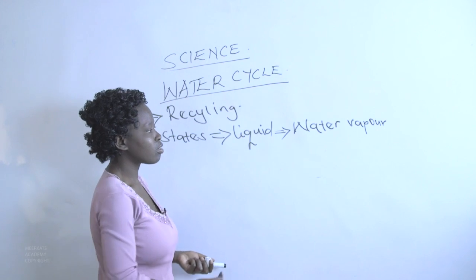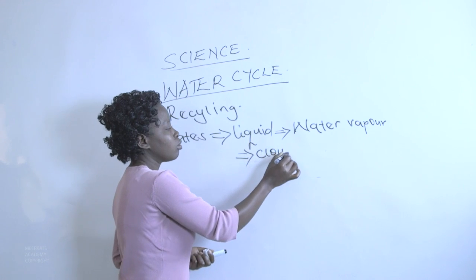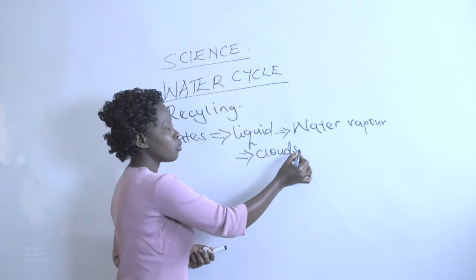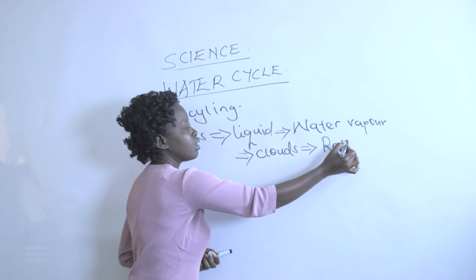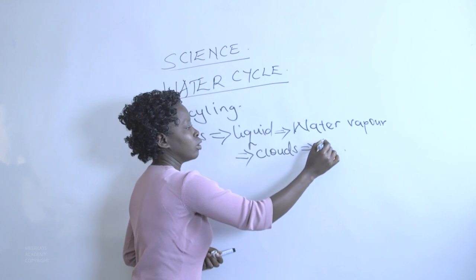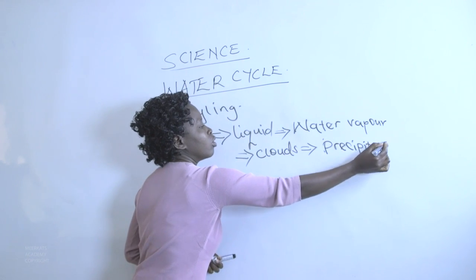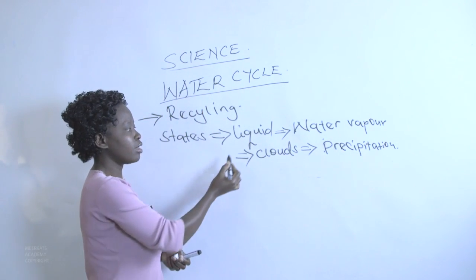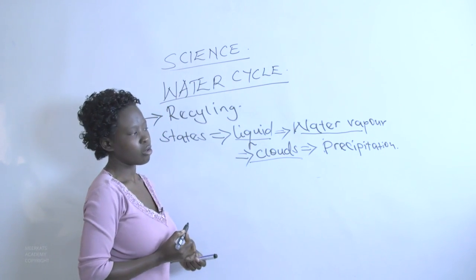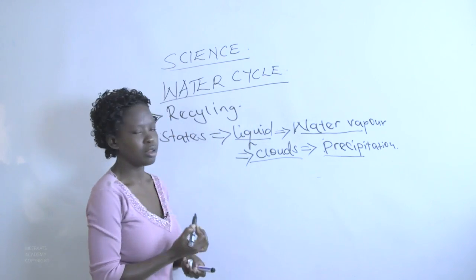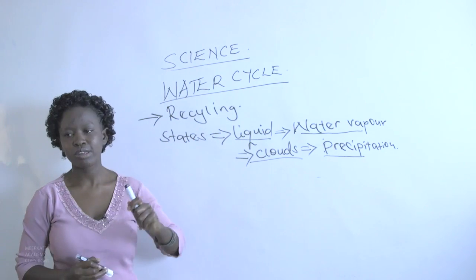The water vapor, through the condensation process, will change into clouds. So the clouds that are formed, when the condensation process goes on, will now fall down as precipitation. So we find that water has changed its state from liquid form into gaseous form, into a solid form, and finally back into a liquid state. So this is what we are referring to as the water cycle.